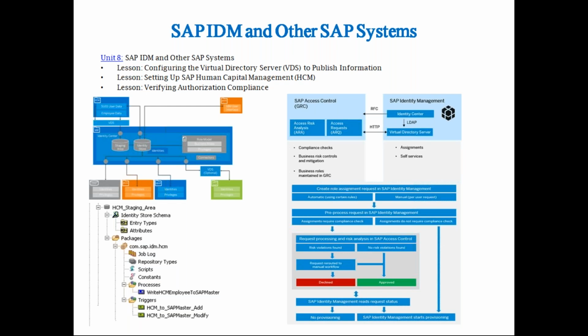The GRC system will do the risk analysis. If there is a risk, it will be sent back to IDM, or whatever mitigation control is to be done can be done in the GRC system, and finally it comes back to IDM for provisioning. So these complicated scenarios along with these integrations are required in order to do the entire thing automatically.